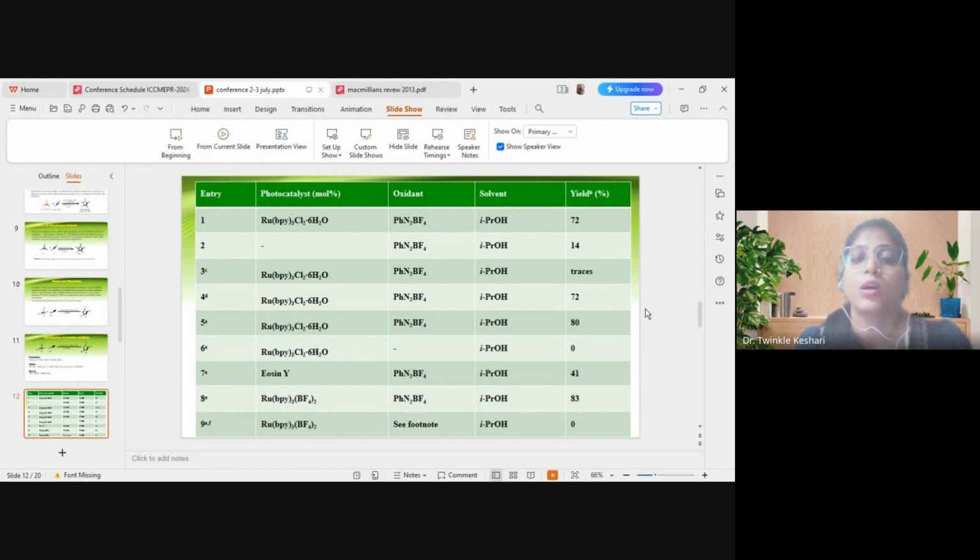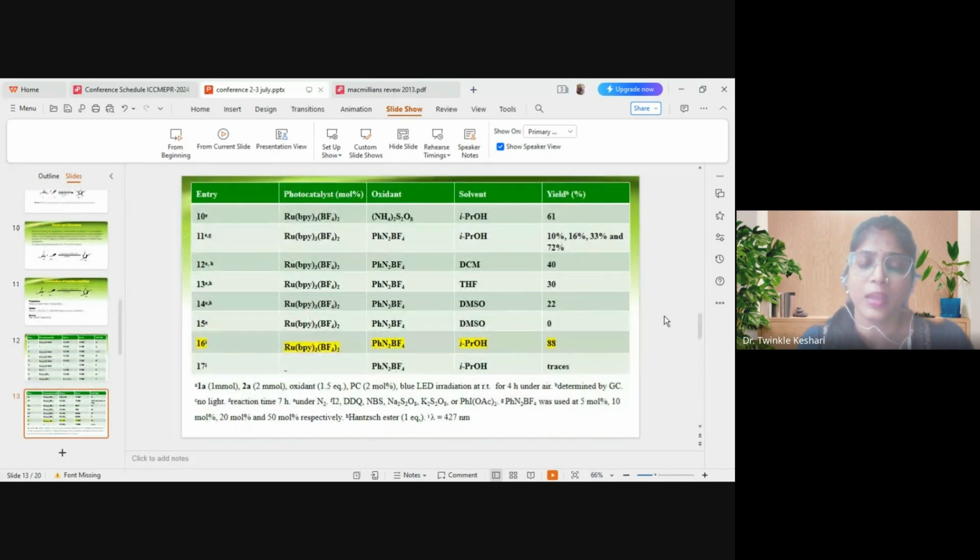On switching to tetrafluoroborate, ruthenium tetrafluoroborate, in the 8th entry, we can see we get 83% yield. So this was also much better than the ruthenium bipyridyl dichloride. In the absence of the photocatalyst, we can see entry 17, we were getting only trace amounts. So this shows that the photocatalyst is important for our reaction.